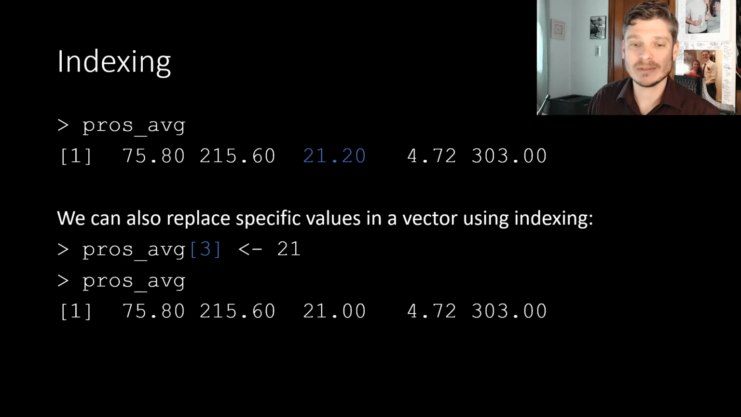And now when I check my code, sure enough, see that third entry has now been replaced with the number 21 instead of 21.2. And again, we could do that as a quick way to replace any data values that are not exactly how we want them to be using indexing.